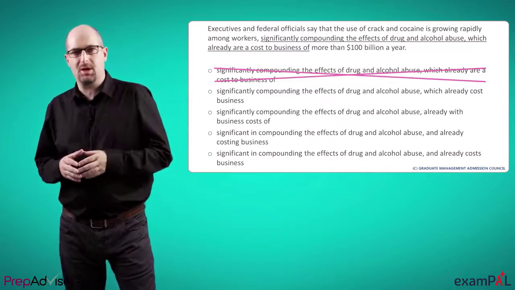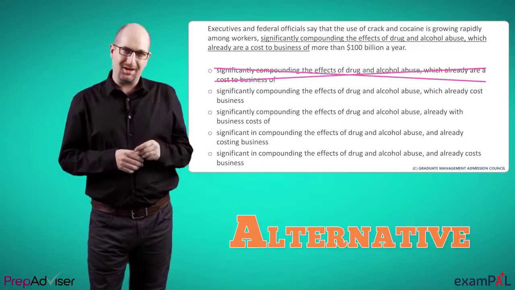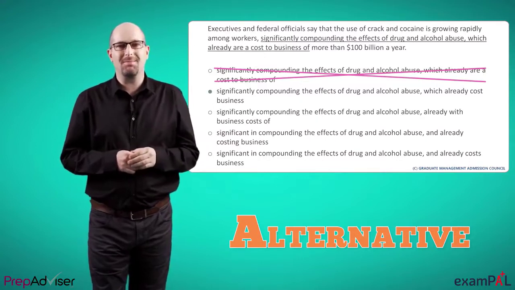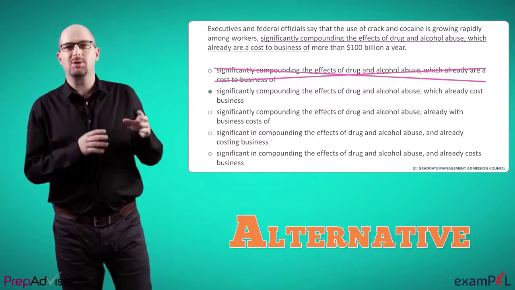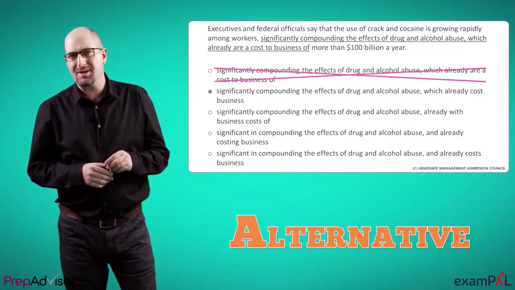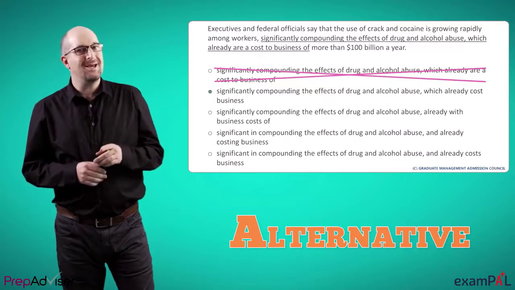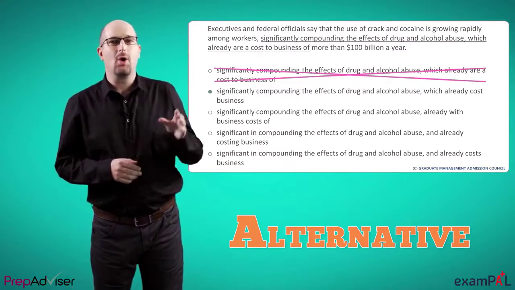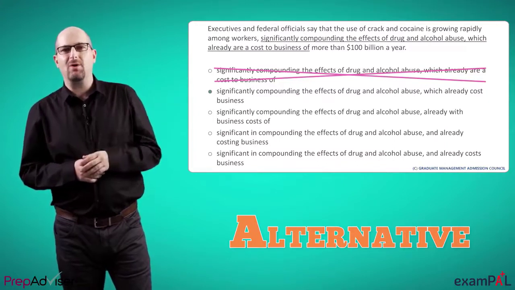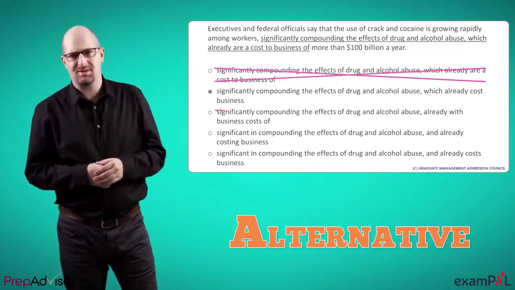If what's supposed to come here isn't immediately obvious, we should take the alternative approach of checking the other answer choices. B looks good. It doesn't have the problem A had. The drugs are presented as costing, not as being a cost. But unless we're 100% certain that everything is right with it, we should look at the other options as well. C is problematic, since the phrase, already with business costs of, makes it sound as if the drugs and alcohol themselves have business costs, and not as if they create costs.